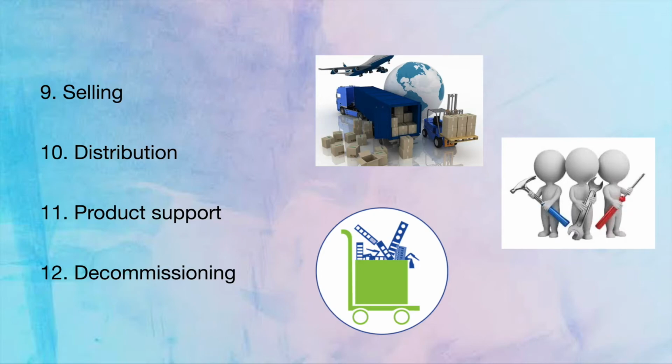And then we have selling. Once the product has been manufactured, you try to sell it in the market and then you distribute the products to various markets. And then we have product support. That means any kind of after sales service that you have, warranty or guarantee, or if it's service oriented, what kind of services you can provide to your customers through your product.